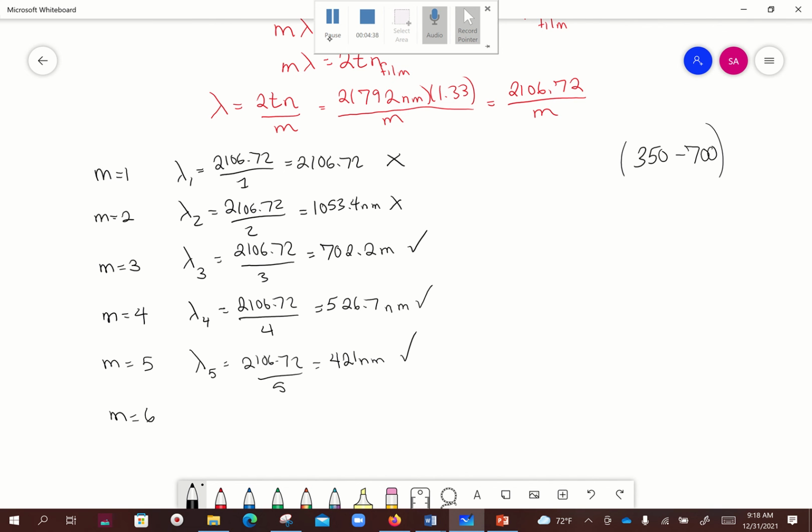M equals 6. Divide by 6, I get 351.1 nanometers. Sort of. Okay, so now this is at the bottom. All right, so if I go to any higher values for m, I'm going to be going below the visible wavelength. Any lower values than 350 or so are not visible. So basically these are the limits of the wavelengths that I can see.